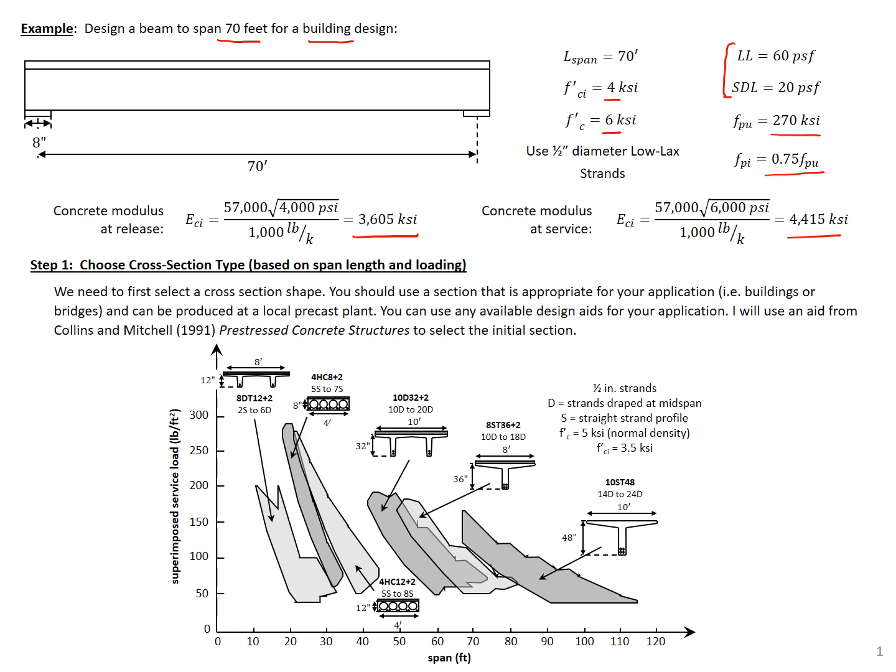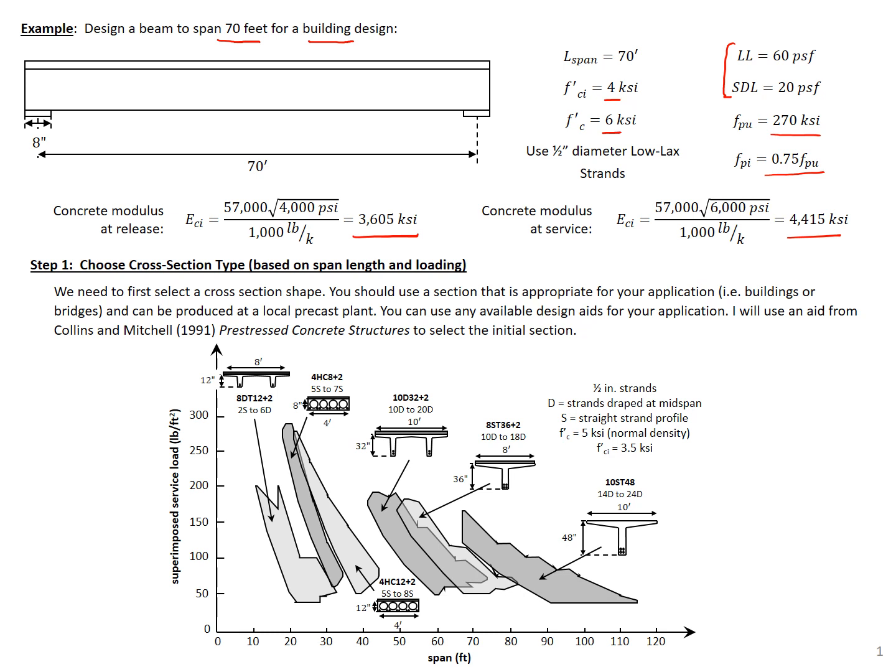Our first step is to choose a cross-section type based on our span length and our loading and also the application. There are a number of different design aids that we can use. So there are some for building design, some for bridge design. The one that I'm showing here is from Collins and Mitchell's textbook, Prestressed Concrete Structures. And it's just a way that we can choose an initial shape for building design based on our span length and our superimposed service load.